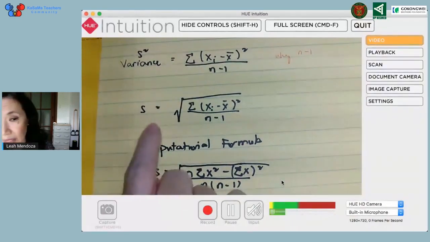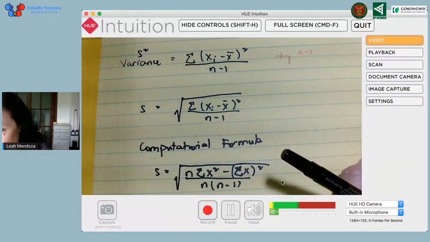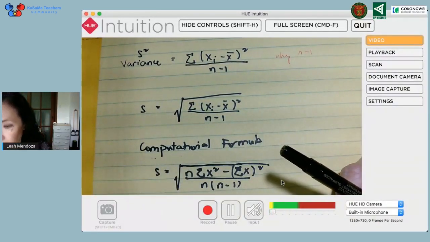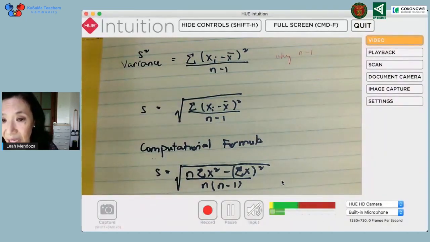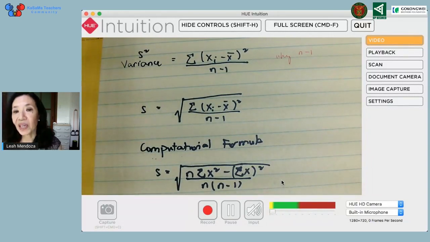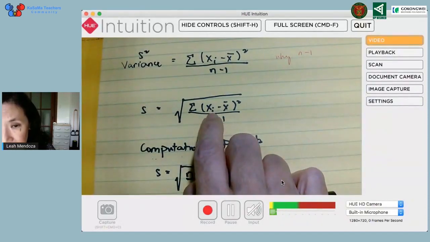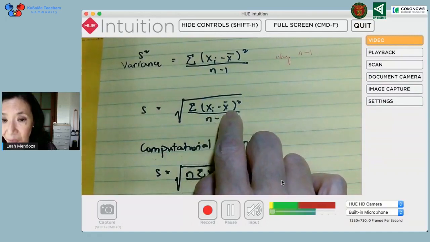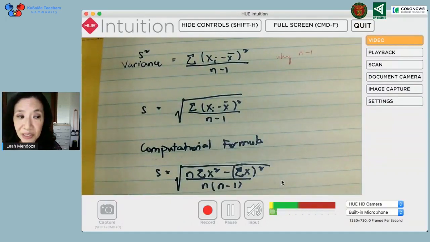The standard deviation is given by this formula. It is the square root of the summation of xi minus x bar, quantity squared, over n minus 1. As you can see, the mean is subtracted from each of the values. So the standard deviation is the scatter around the mean.